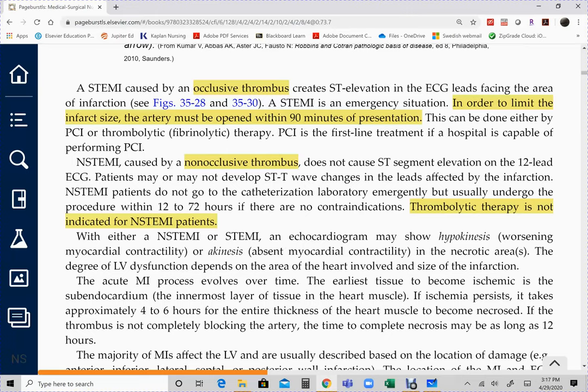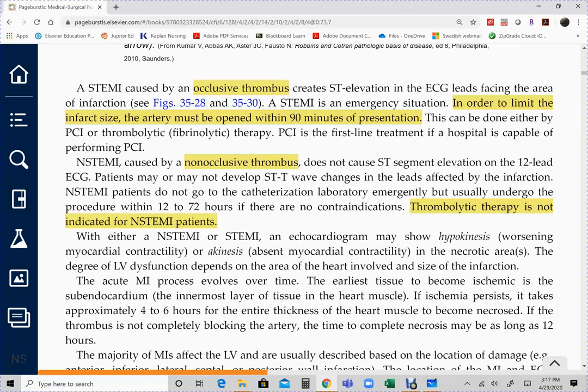This is the gold standard. It's cardiac catheterization. It remains the gold standard. Unless, of course, you get to a hospital which doesn't have a cath lab, then you'll have to contend with thrombolytic therapy. That's the only way we can open the artery and remove the clot.